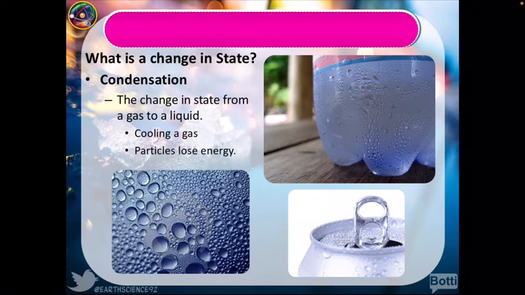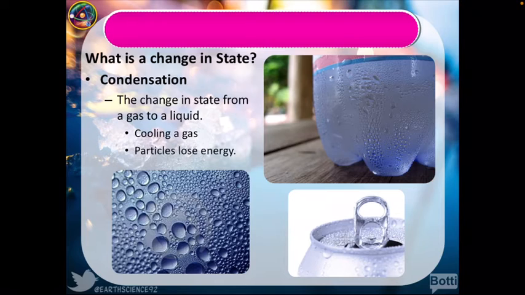Okay, what happens if you take the cold cup of water outside and leave it? What will happen? Obviously, when you cool the vapor, you will get small droplets of water. So this is called condensation, and this state represents what? Gas to liquid state.